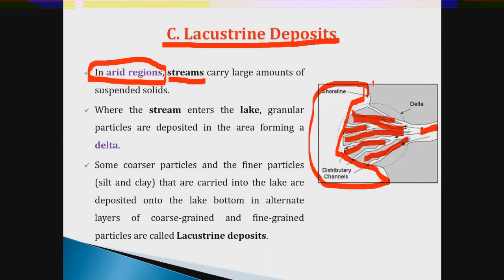Now the finer particles like the silt and clay particles will move to the lake and will be deposited in alternate layers of coarse and fine grained materials, in which case they are called lacustrine deposits.